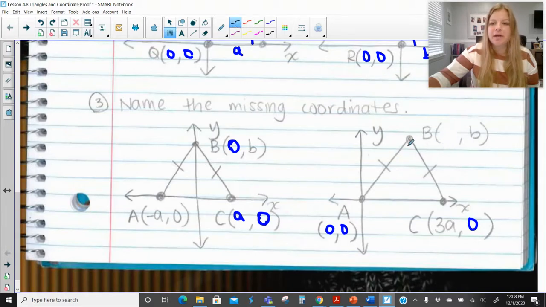And so my B value, let's take a look. If it's isosceles, this should be halfway, and that's a terrible halfway line, so I apologize for that. But it should be, if this is at 3a, then this is actually at 1.5a. It would be halfway through that entire segment. So if this is 3a units long, then halfway through would be 1.5a and some unknown height b.